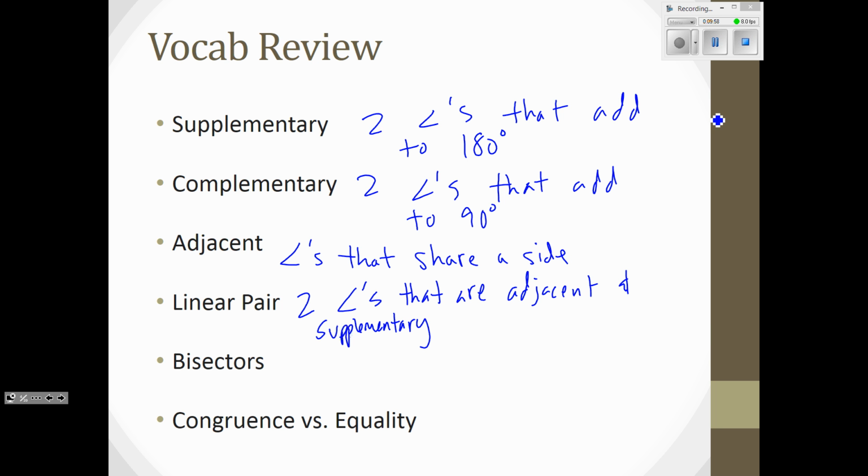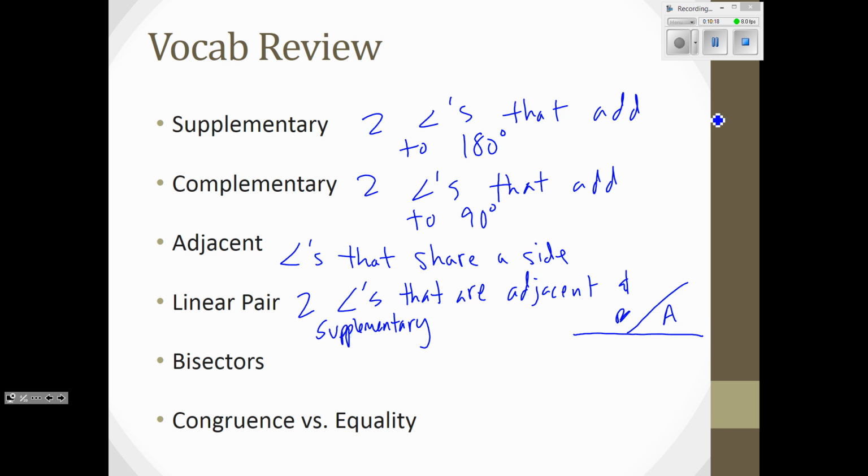So an example of this is if you have an angle that looks like this, right? Here's angle A, here's angle B, right? They are adjacent and they form a line. So they're supplementary, they form a line. Okay, this is an example of what a linear pair would look like. Okay.